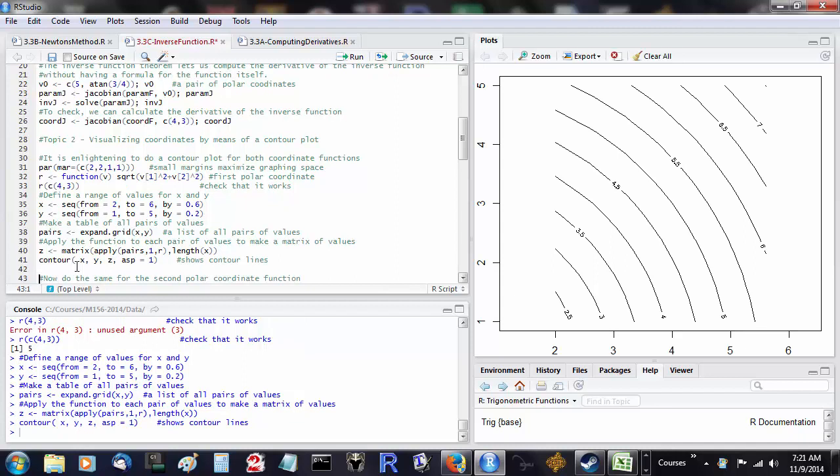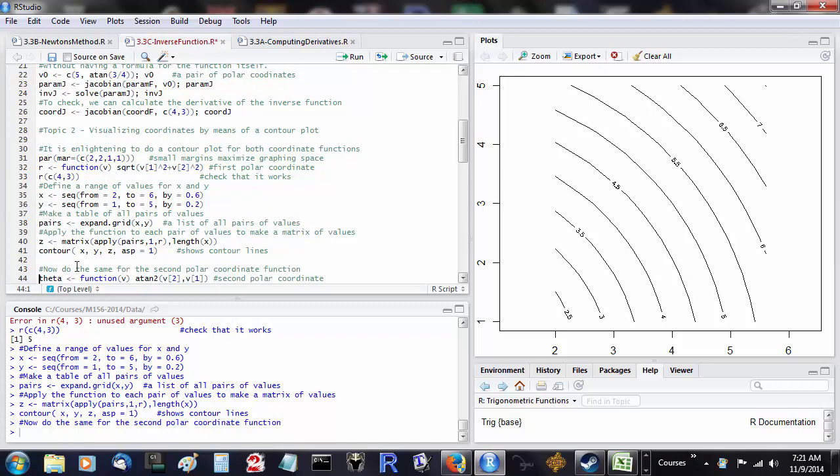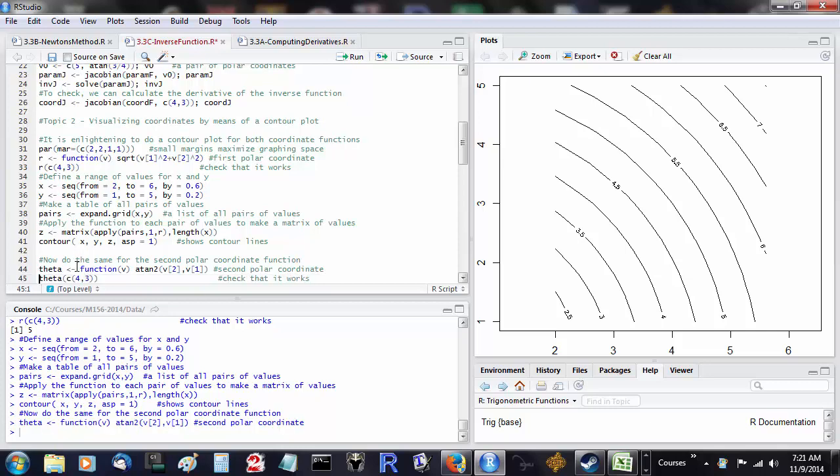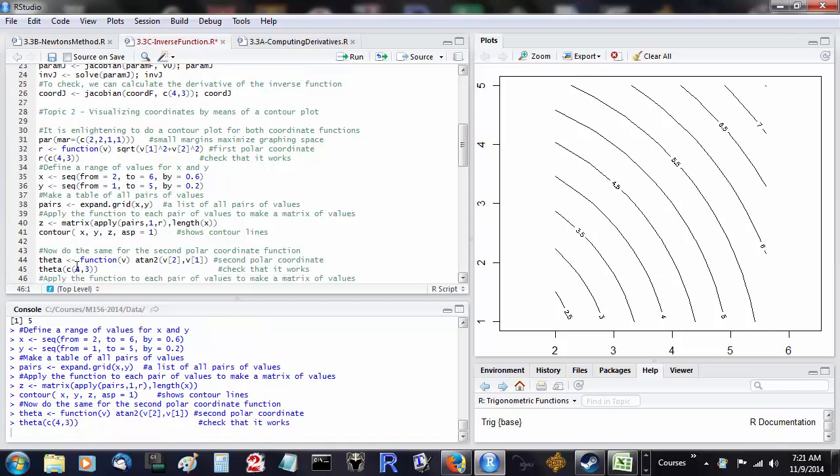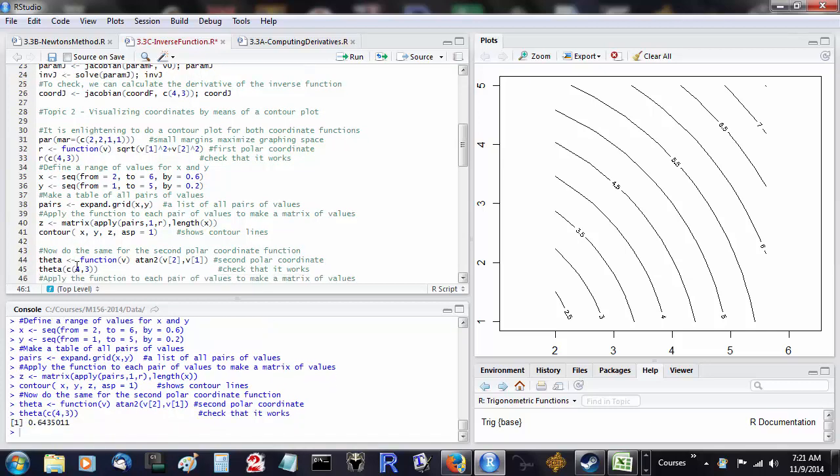Big surprise, they're circular arcs. On one of those circular arcs labeled with 4.5, the distance from the origin has the value 4.5, and so on. Now we do the same thing for the second polar coordinate function. I'll call that function theta. This one works too.